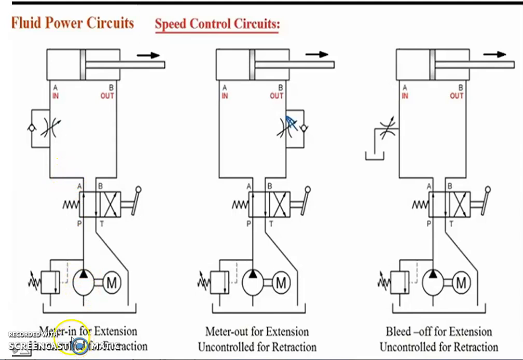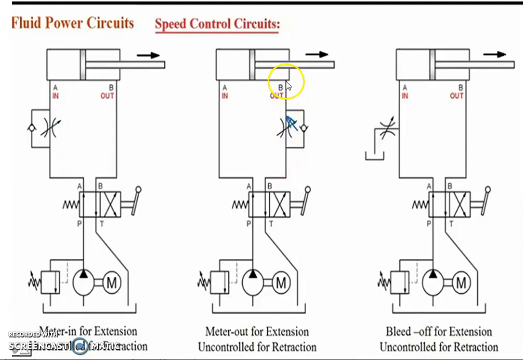In meter in circuit, this flow control valve is placed in the pressure side, pressure line, primary line, means inlet of cylinder. So this circuit is called as meter in circuit. In meter out circuit, the flow control valve with this inbuilt check valve is placed at the out of cylinder, means outlet of cylinder. This is a secondary line.